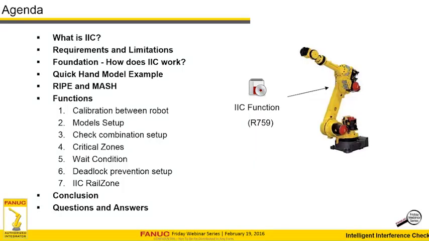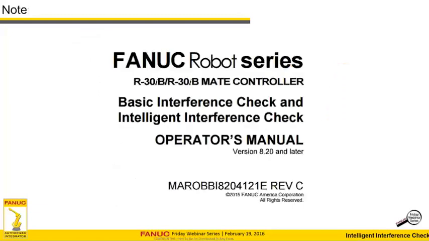I'd like to start out by noting that the IIC manual that you'll be using is Basic Interference Check and Intelligent Interference Check, which can sometimes be confusing when you're looking at an alphabetical list for Intelligent Interference Check. Just want to point that out.